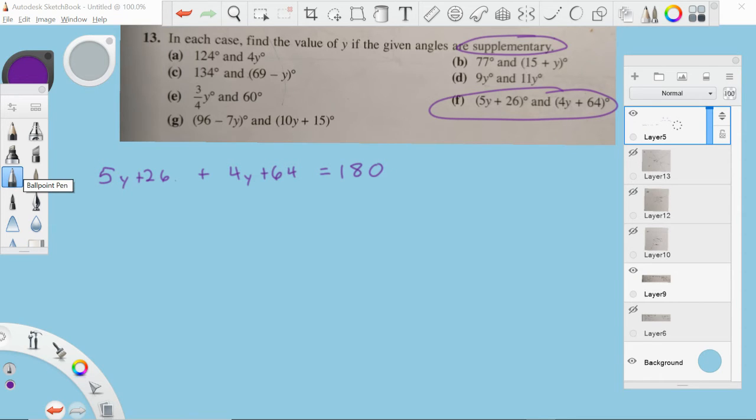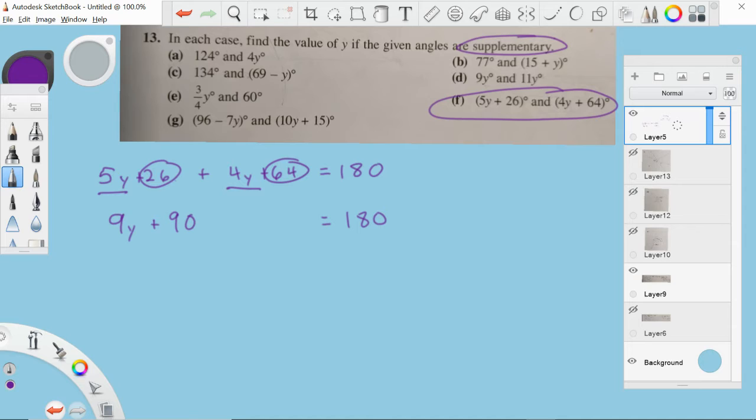Let's combine our like terms. I can add y's with y's, so 5y plus 4y is 9y. And I can add constants with constants, so 26 plus 64 is equal to, what is that, 90. And this is still equal to 180. I didn't do anything to the right side.